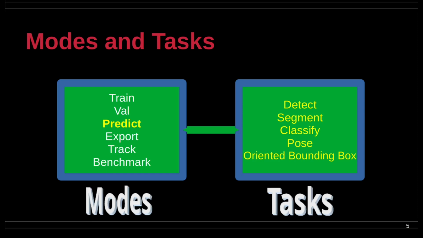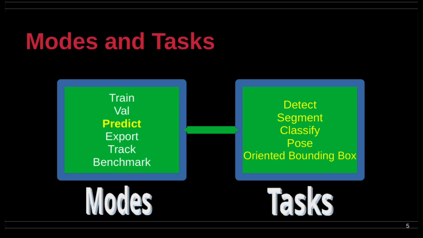Train fine-tunes your model with custom or preloaded datasets. Val is the important checkpoint to validate the model performance. Predict is what we will focus on in this presentation. Export makes the model ready for deployment in a rich variety of external formats.